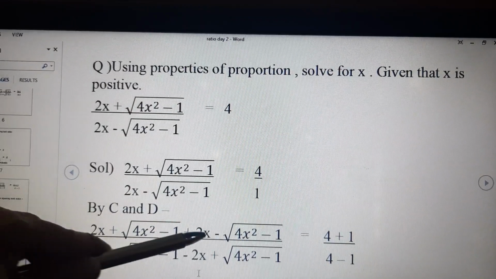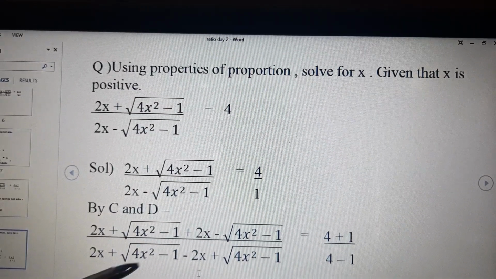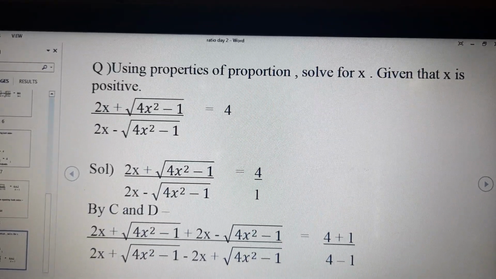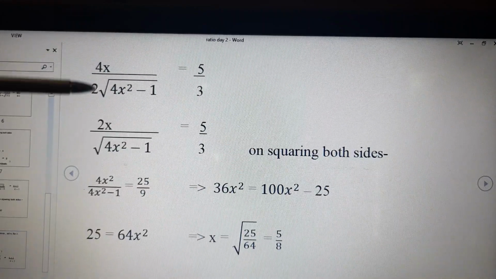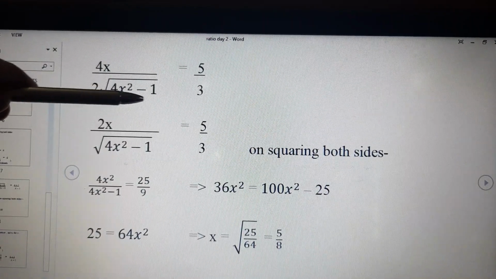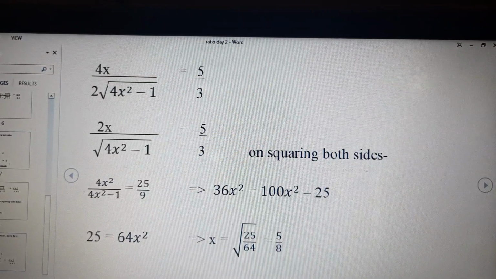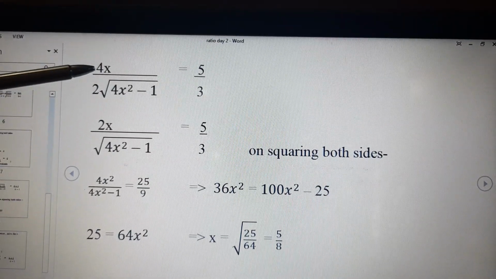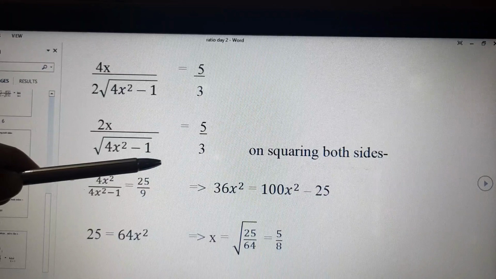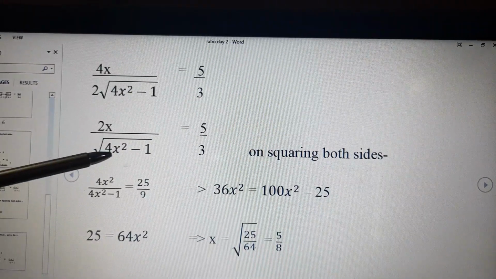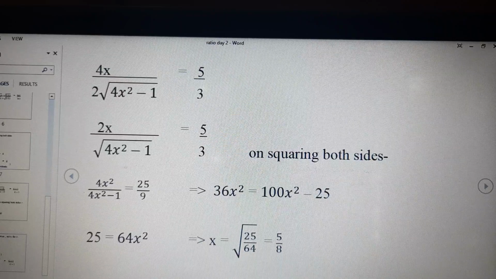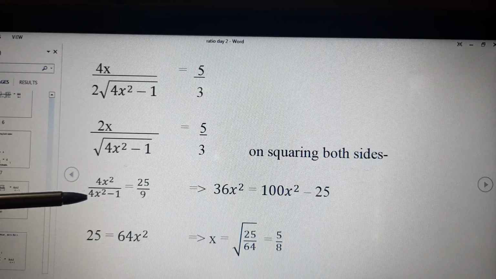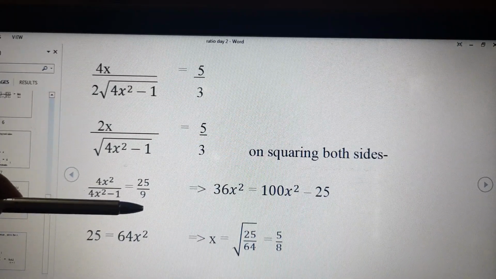So we will be left with 2x and 2x, 4x in the numerator, and under root 4x square minus 1 plus under root 4x square minus 1, so 2 times under root 4x square minus 1 in the denominator, 4x divided by 2 times under root 4x square minus 1. Another side, 4 plus 1 is 5, 4 minus 1 becomes 3. We can cancel them. This becomes 2x upon under root 4x square minus 1 equals 5 upon 3. Now we have a single under root sign, so on squaring both the sides, this becomes 4x square. The under root sign will disappear: 4x square minus 1. Other side 25 upon 9.